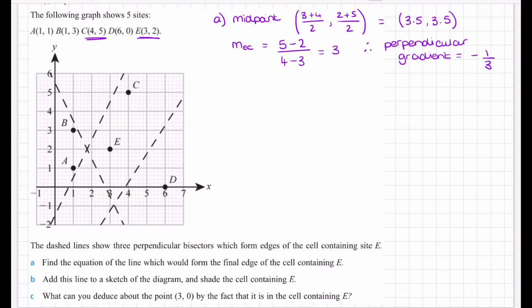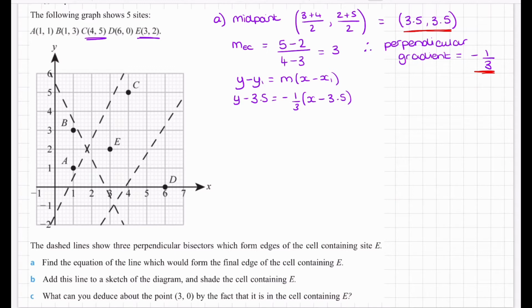And now we can work out our equation of the perpendicular bisector. And we do that using our midpoint and our perpendicular gradient. So I always like to use this form of my equation of a line. So we'll have y minus the y coordinate of the midpoint, so 3.5, equals the gradient, negative 1/3, multiplied by x minus the x-coordinate of the midpoint, which is 3.5.